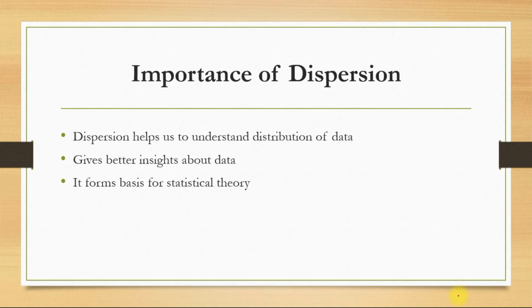Because suppose there is no variation in the data set, like suppose the age of each student in the class of PG students is 23 years, then there is no need of sampling. We are sure that the average age of PG students is 23 years. In fact, each PG student is 23 years old. So if there is no variation or dispersion in the data set, we are dealing with certainty. So there is no need of doing statistics.